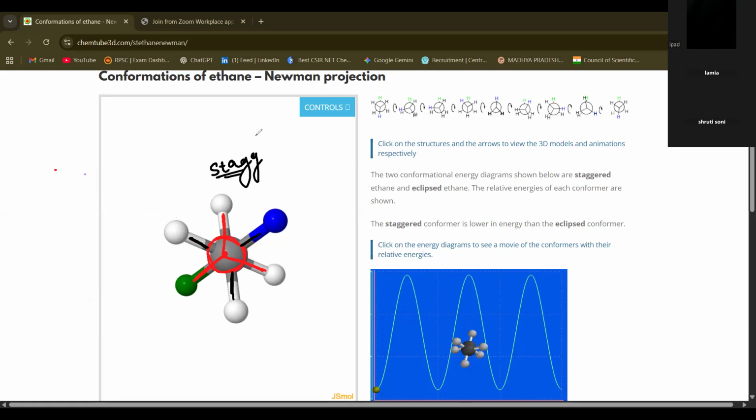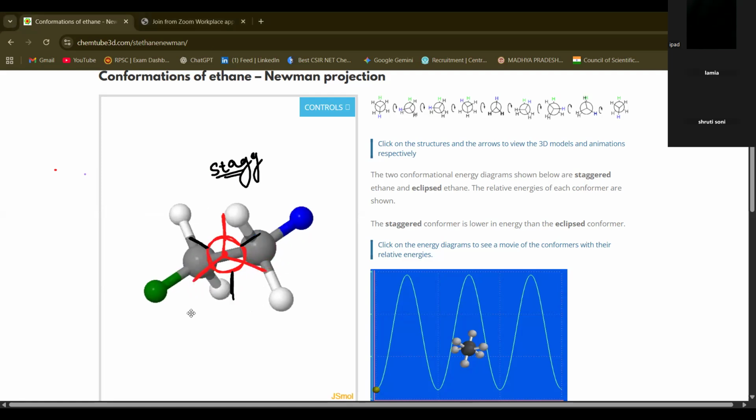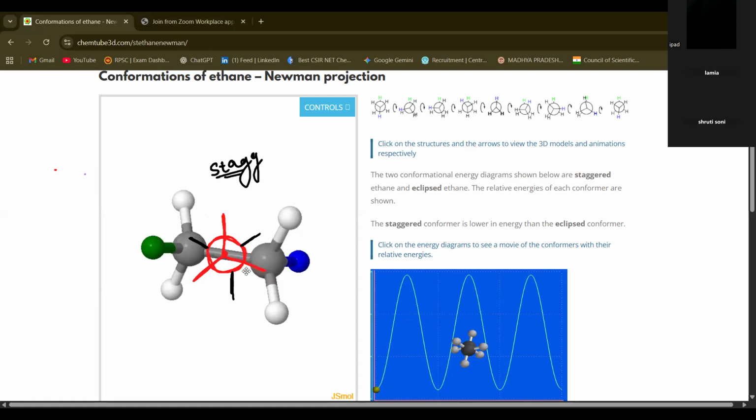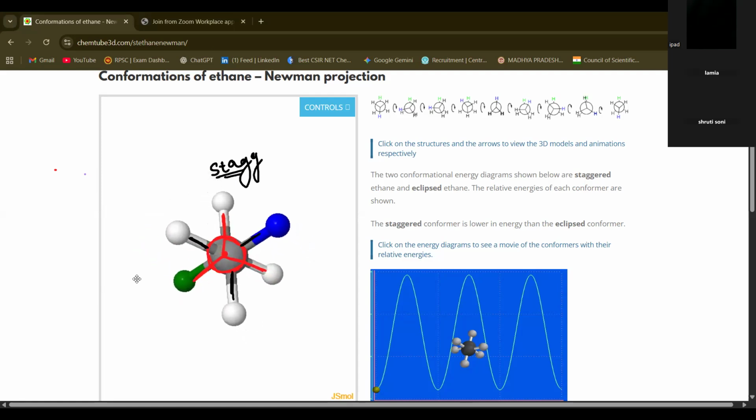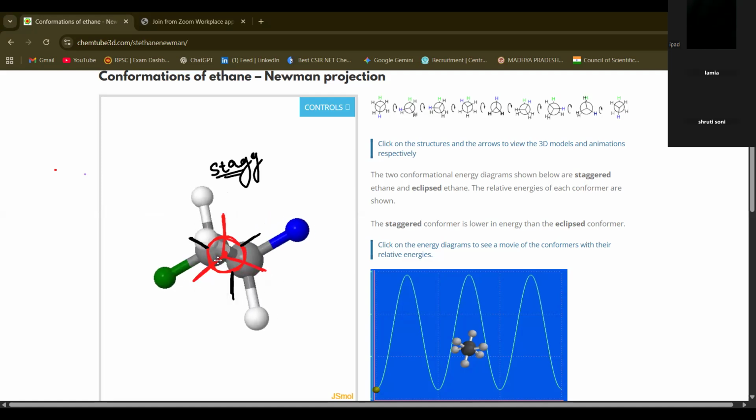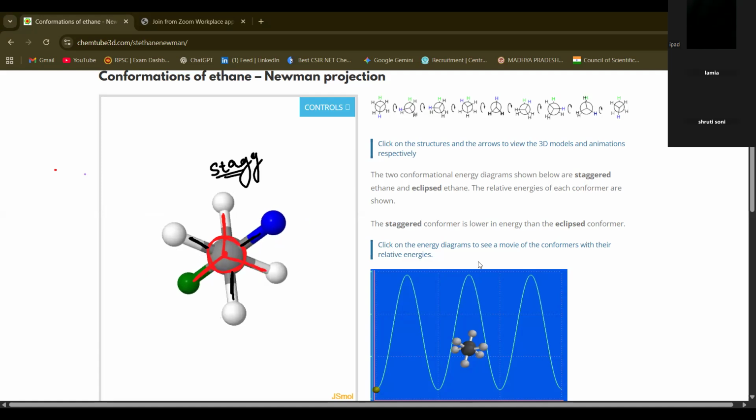Wait, I thought you said there's only one carbon. Where did the other carbon come from? The other carbon is behind that carbon. Wait a second, I will show you again. Now in Newman, we will represent the molecule like this, where the backside carbon we are not able to see. In eclipsed conformation, we are not able to see the back bonds also. This is staggered form.